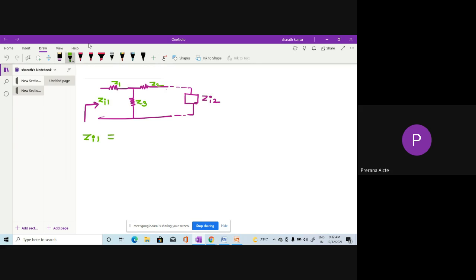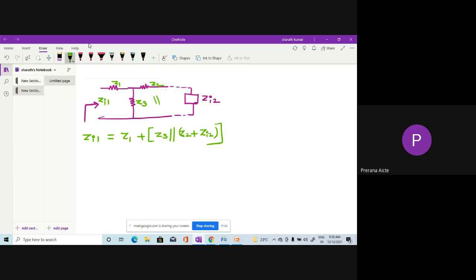Zi1 is equal to Z1 plus these two in series, again with this parallel combination. So we can say Z3 is in parallel with Z2 plus Zi2. This is the image impedance of your network.